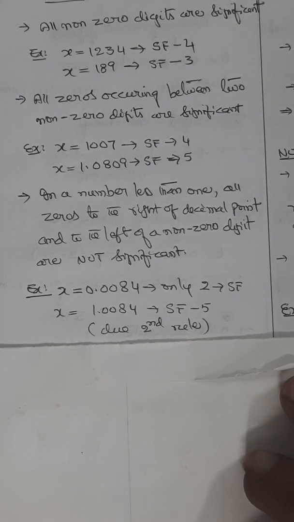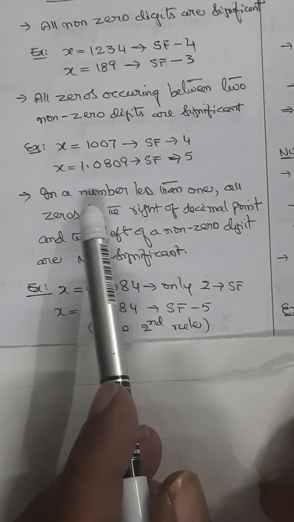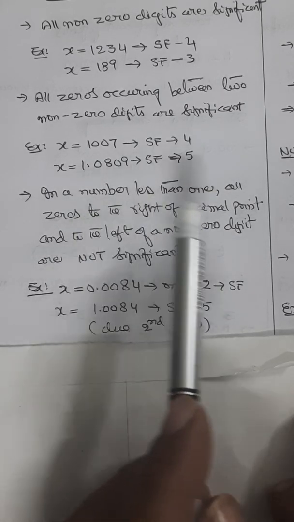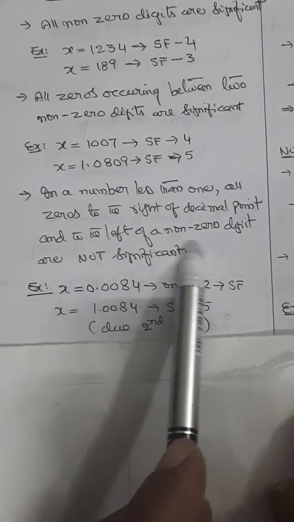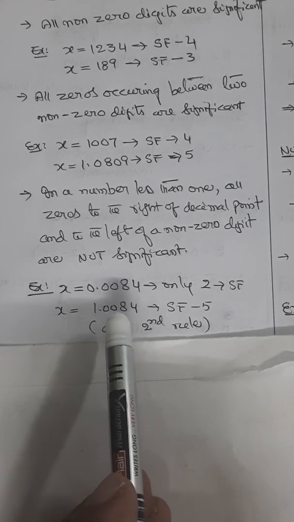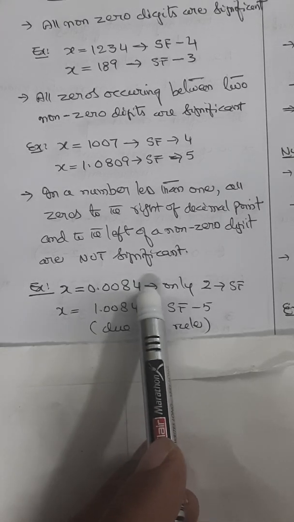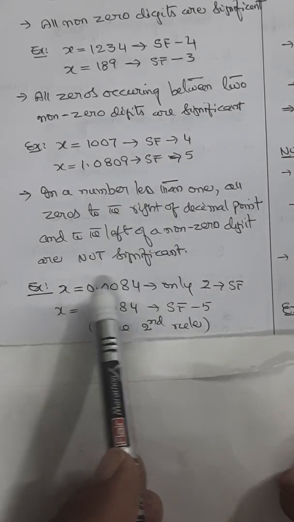If you look at rule number 3, in a number less than 1, all the zeros to the right of the decimal point and to the left of a non-zero digit are not significant. In a number less than 1, that means it is a decimal one, a fraction. All zeros to the right of the decimal point and to the left of a non-zero digit are not significant. For example, you take a value x equal to 0.0084. How many significant figures are here? This is less than 1.